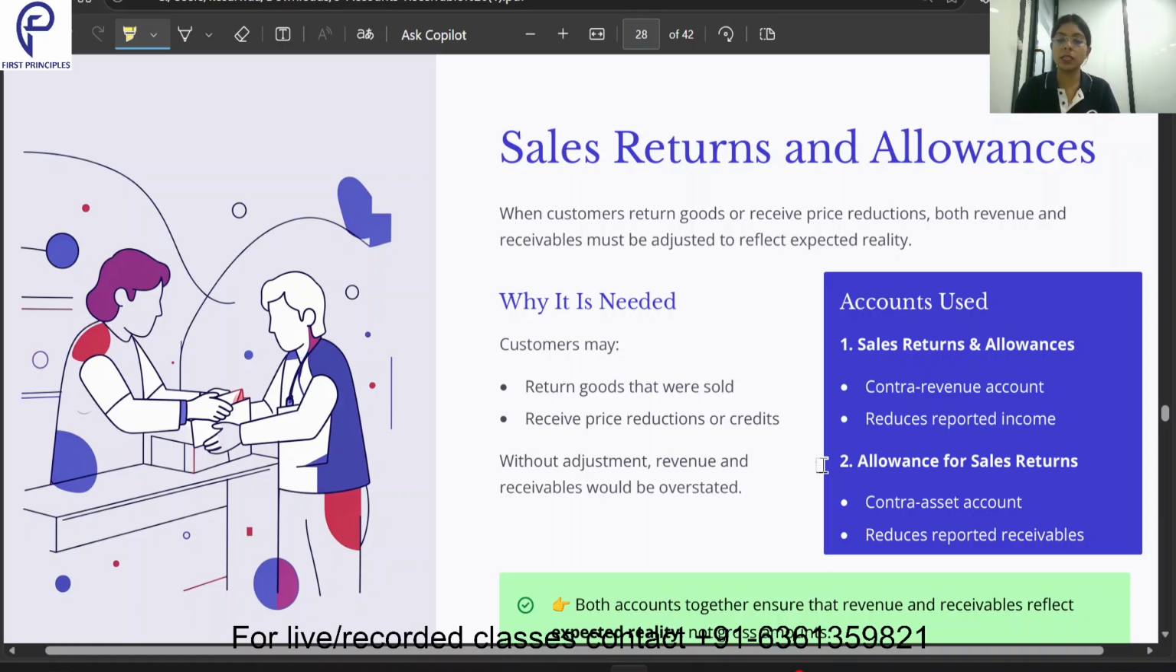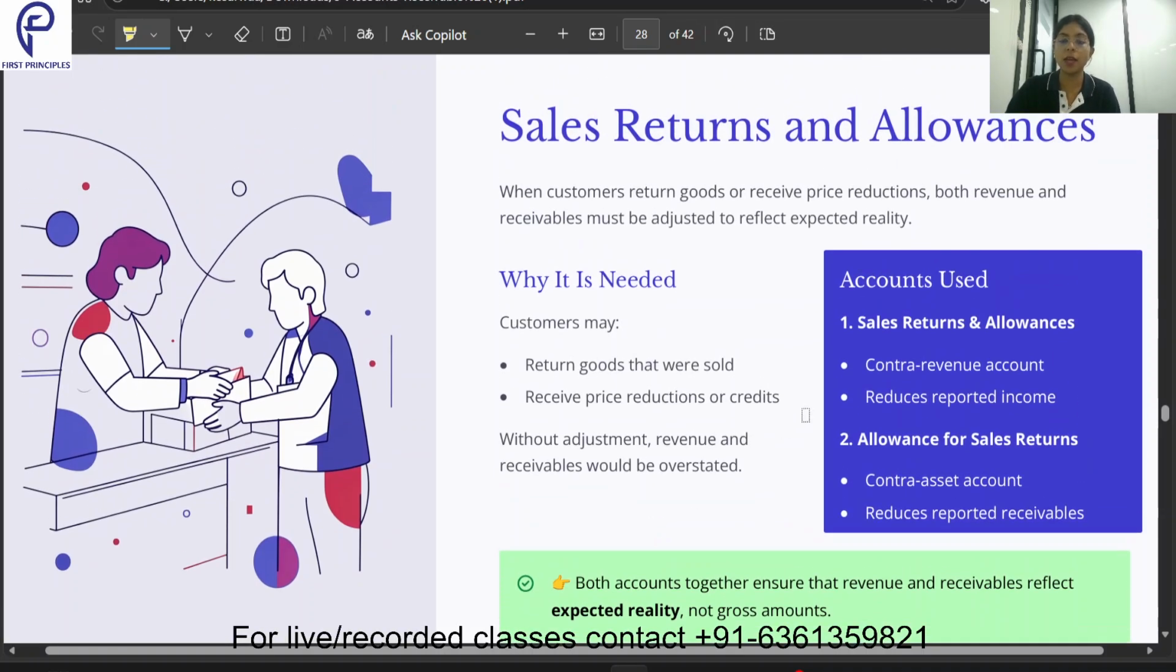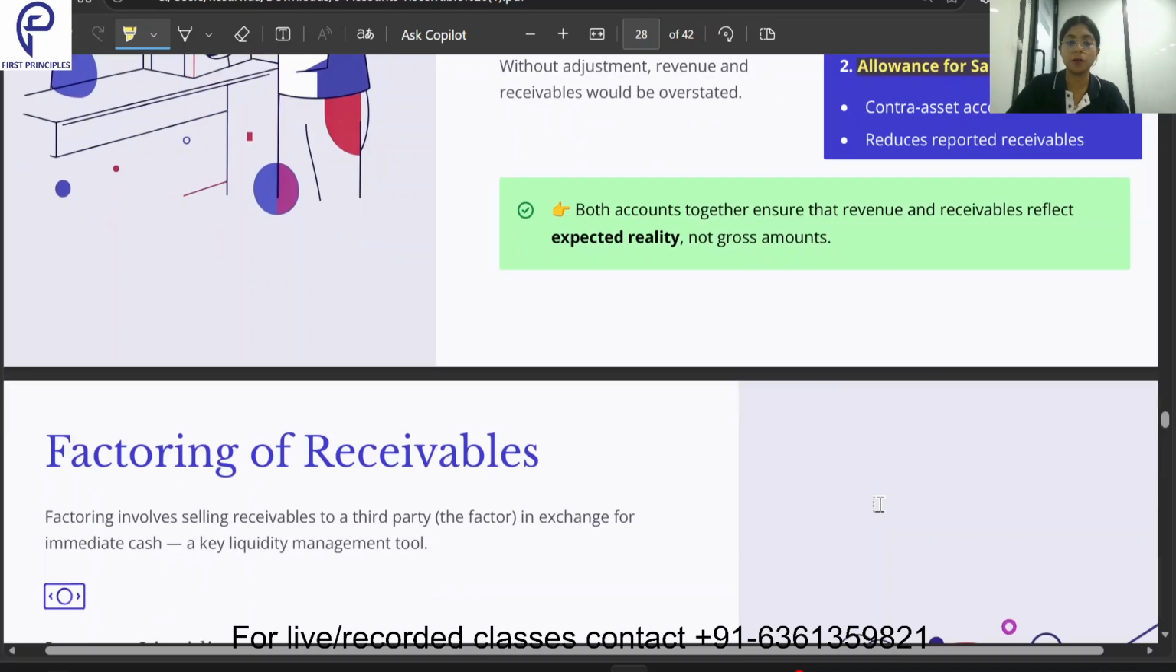Similarly, allowance for sales return is a contra asset account which is reducing my reported receivable. From accounts receivable, I will reduce the allowance for sales return account, and then my net accounts receivable will be reported. So both of these accounts ensure that the revenue and receivables reflect the expected reality, not the gross amount. Why? Because sales return is reduced from my sales account, and allowance for sales return is reduced from my accounts receivable.